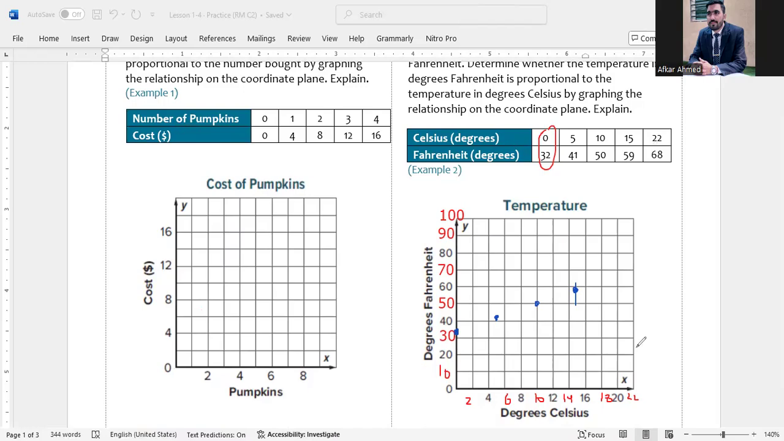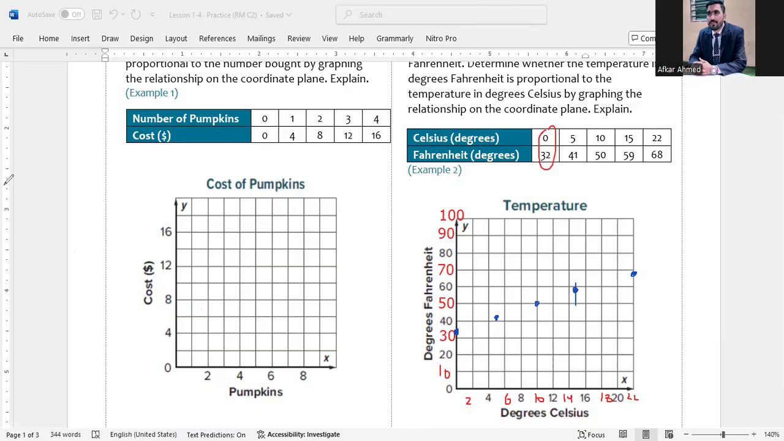Then 22 and 68. Where is 22? This last point. That's why I was saying write all the points. Then it will be easy. I know the students will make mistakes if they do not write the points. So for 22, I will move up until 68. And 68 is very close to 70. This line is for 70, and it's very close to 70. Yes. Now I have drawn all the points.